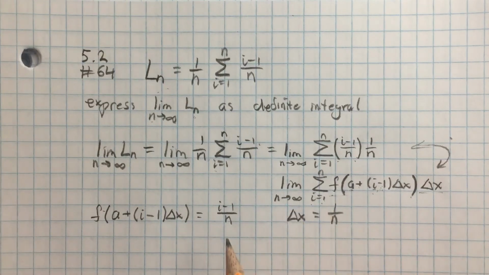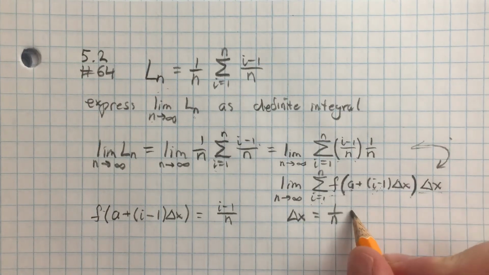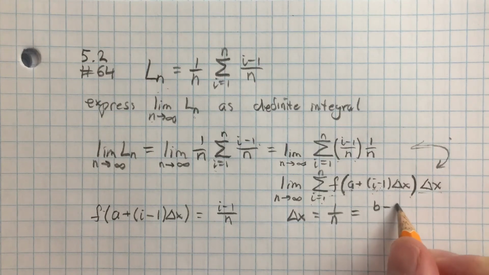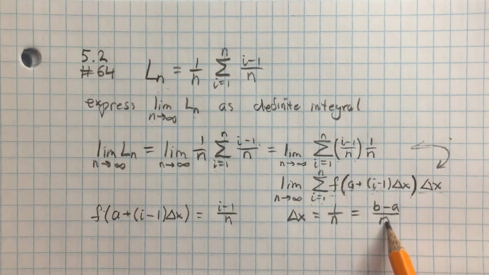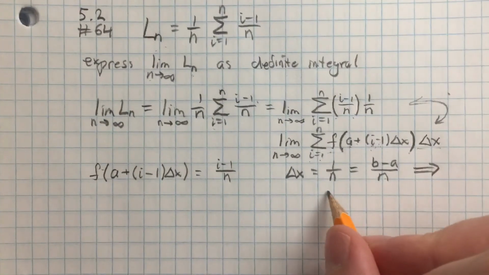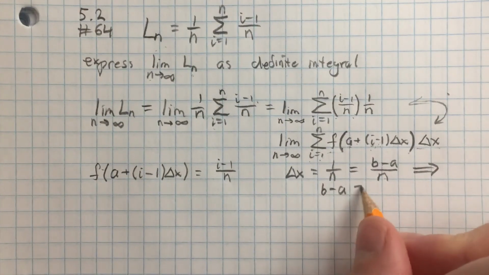Okay? So now we have these two separated off. Now we know that delta x is b minus a over n by definition, right? The two extremities of the interval we're talking about subtracted off, giving us the length of the interval divided by the number of rectangles. So it looks like b minus a has to be 1. Right? That's the implication we get from here. So b minus a equals 1.